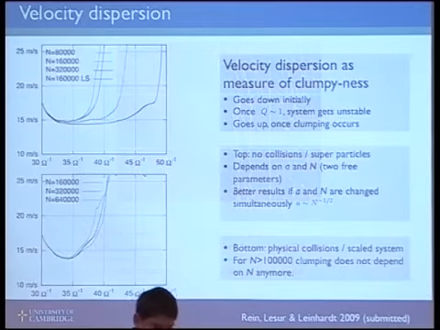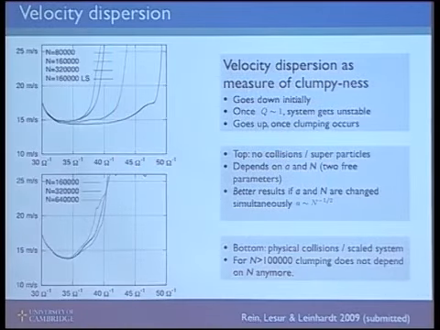I can show you this more quantitatively. We use a velocity dispersion as a measure of the clumpiness of the system. So what happens in those plots is that we start off from an equilibrium here, and then we push the system into a gravitationally unstable regime. We do this by increasing the damping, which means the velocity dispersion goes down. And once it goes down, Q becomes of the order of 1, and we collapse.